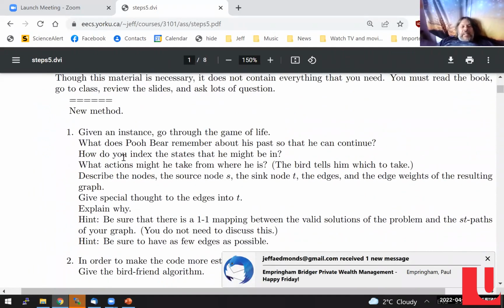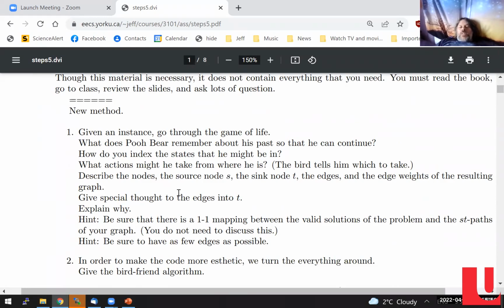Last class I banged in here the questions that I'm going to ask. In fact, I copied this directly out of your test. So I'm going to give you some problem, and you're going to have to think about the game of life. What does Pooh Bear remember so he can continue? How do you index the states that he might be in? What actions does he take from wherever he is? The bird tells him which one to take.